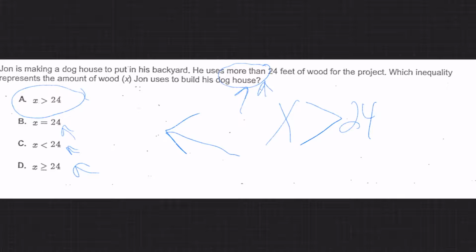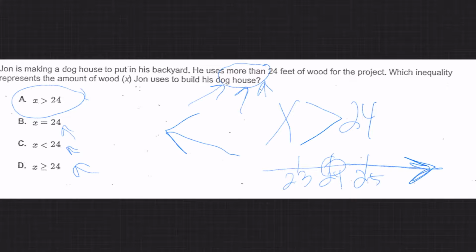D is not correct because D says he used greater than or equal to 24 feet of wood for the project. And we know from reading the question that he used more than 24 feet of wood. He did not use 24 feet. It had to be more than. So there's only one answer for this, and that is X is greater than 24, which would be the letter A. And if you were to put that on a graph, you would have 23, 24, 25. You would have a circle on 24 and an arrow going greater than to the right, and the circle would not be filled in because it does not include 24.